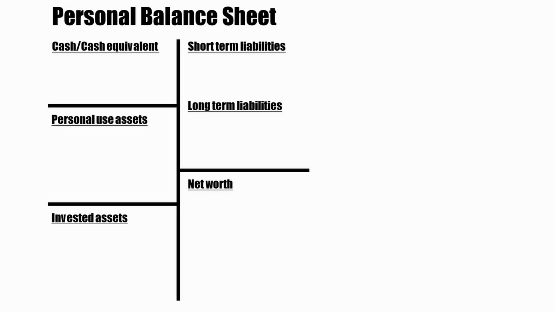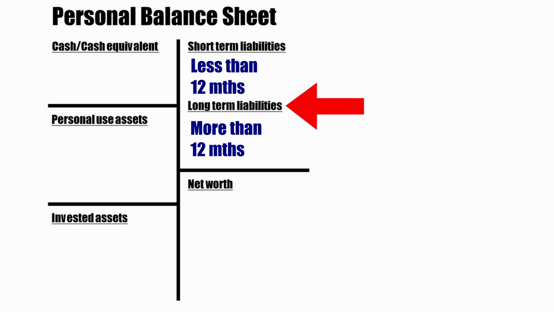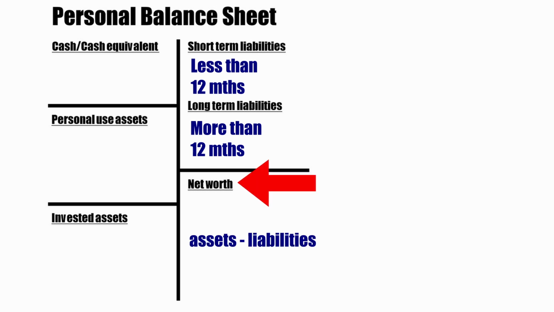Now that we've talked about the assets, let us move to the liability portion. Liabilities can be broken down into two sections. The short-term liabilities, which are less than 12 months, are things like your credit card bills. The second one is the long-term liabilities, which are more than 12 months. These are things like your mortgage payment or your car loan. And the last part is your net worth, which is your assets minus your liabilities, meaning that this is what is left after you take what you have minus what you owe.